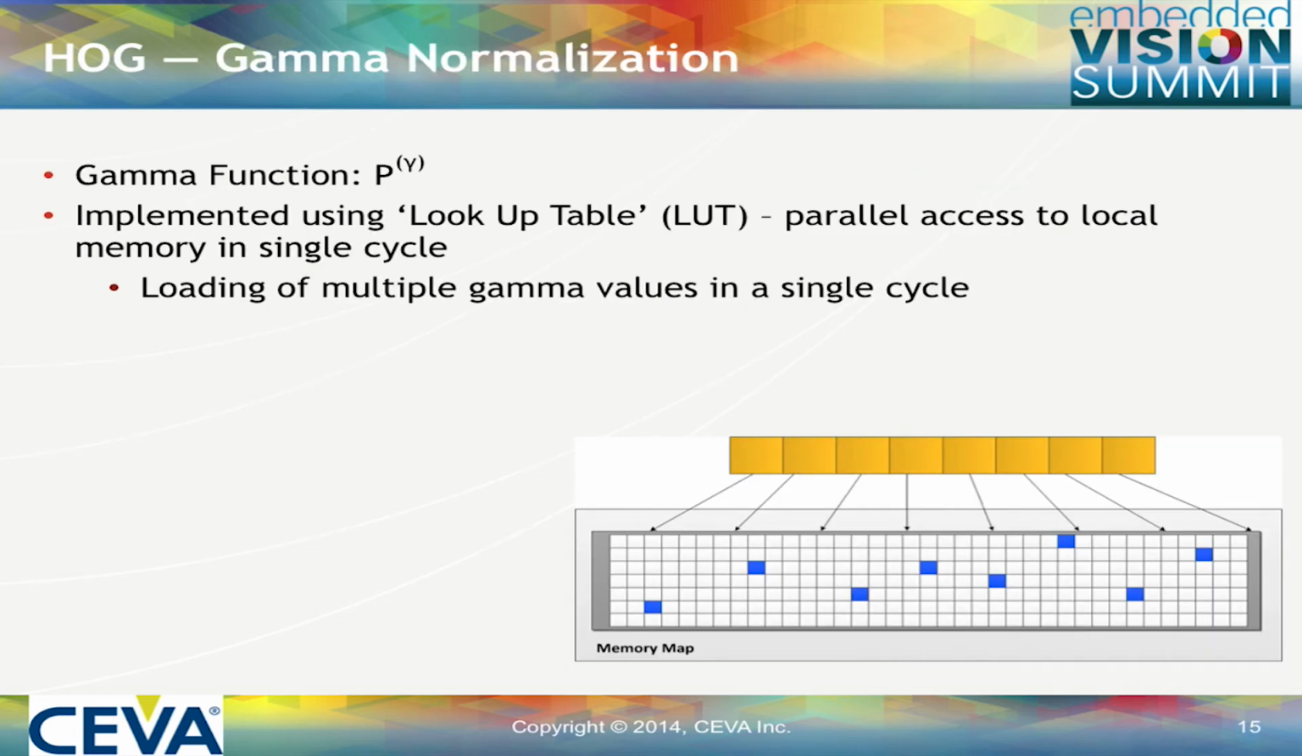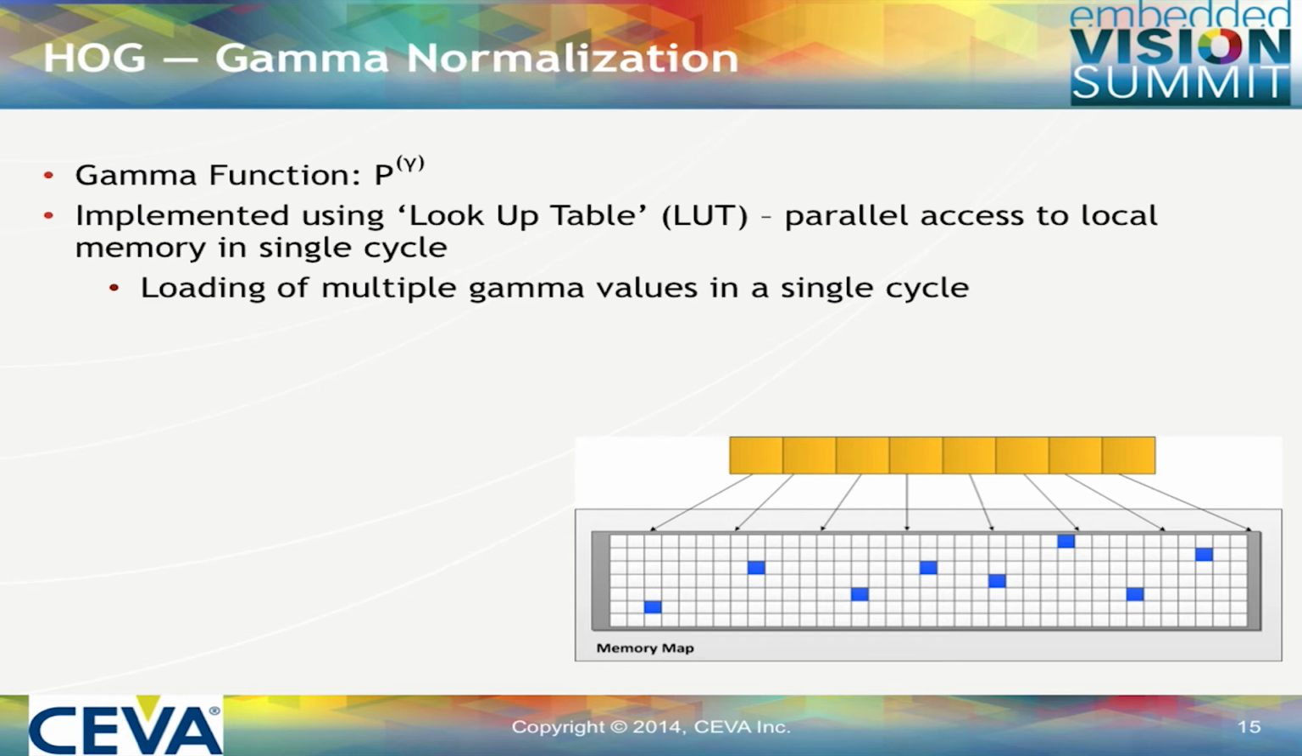The second block in HOG is gamma normalization. In general, computer vision has many nonlinear functions. HOG itself has the gamma normalization to normalize the input image. It has division and arctangents to calculate the direction of the gradient. And if we could implement these nonlinear functions through a lookup table, we still have the problem of how do I use it in a SIMD fashion? How can I load 8 or 16 results from a single lookup table without having a collision in the memory?